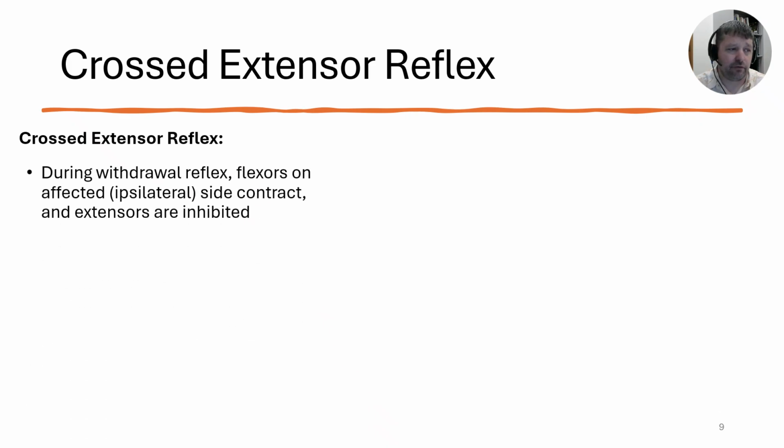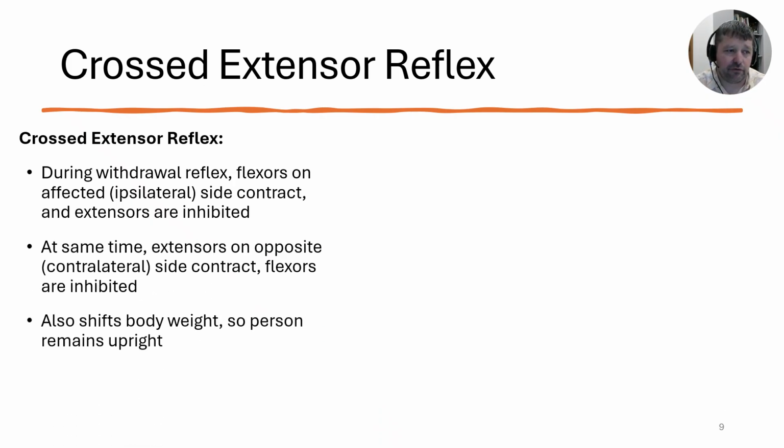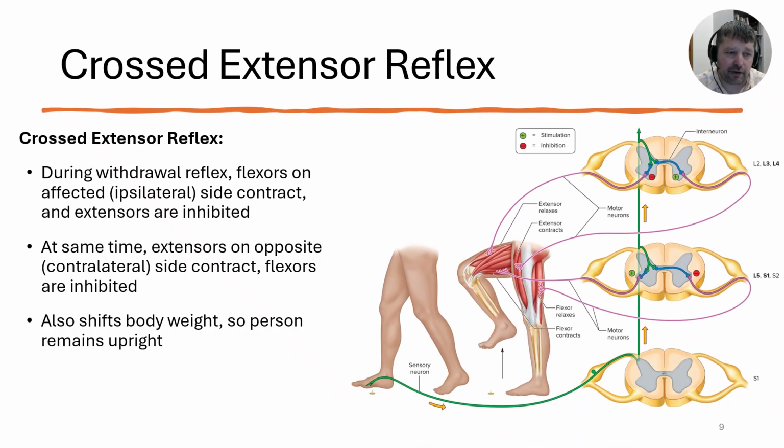Okay, so if you're doing something like a withdrawal reflex or flexor, the other side of the body will need to contract or extend to basically control posture and things like that. At the same time, you're shifting the body weight so the person will remain upright. So let's look at how that works.